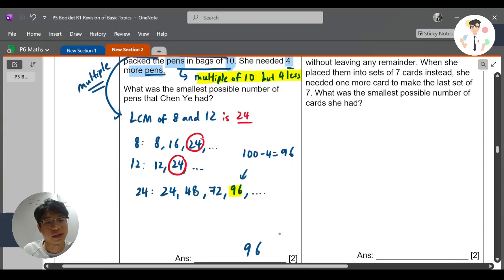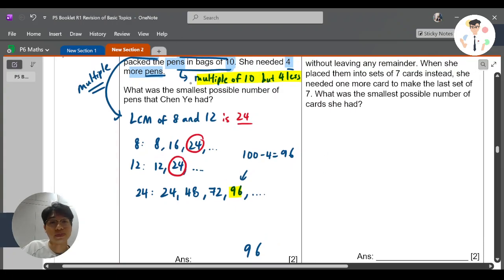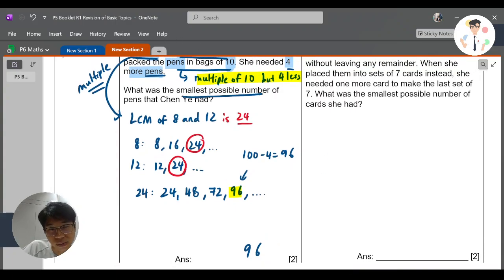A bit tricky, but yes, that is the answer. And that is just the smallest possible number. Why smallest? This number can still go on, plus 24 each time, to become a big, big number. But of course, we don't have time to do that, and the question requested the smallest, so that you can find the answer.